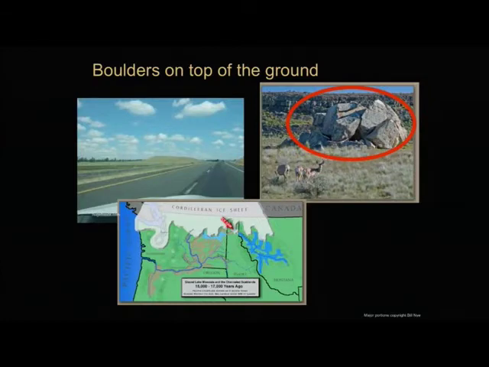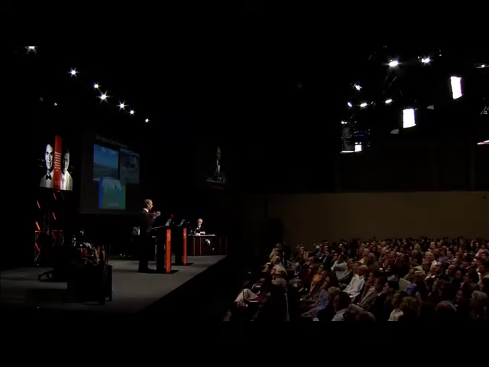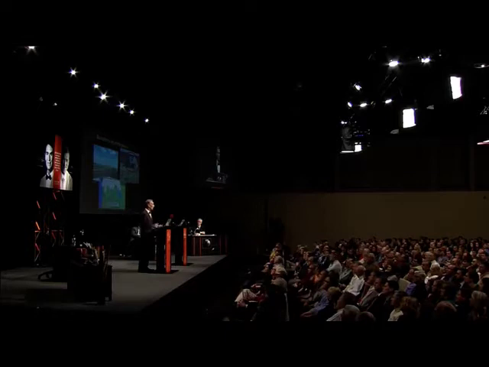And so an ice dam would form at Lake Missoula, and once in a while it would break. It would build up and break. And there were multiple floods in my old state of Washington State.